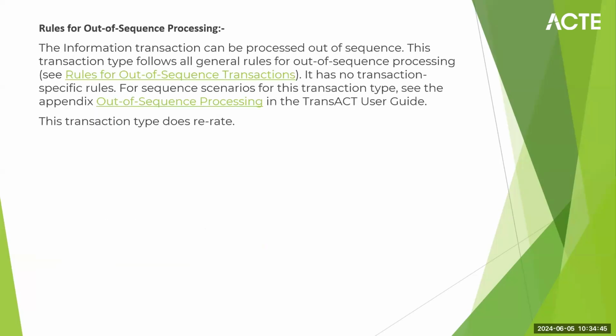Rules for out of sequence processing. The information transaction can be processed out of sequence. The transaction type follows all general rules for out of sequence processing. It has no transaction specific rules. For sequence scenarios in transaction type, there is no specific rule for this also.